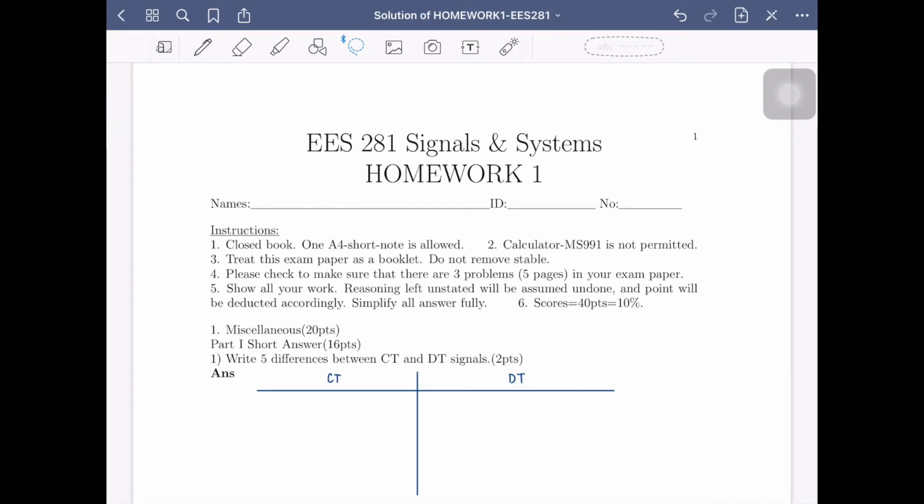So we start with the first questions. That's part 1 of the short answer. We have to write the 5 differences between continuous time and discrete time.